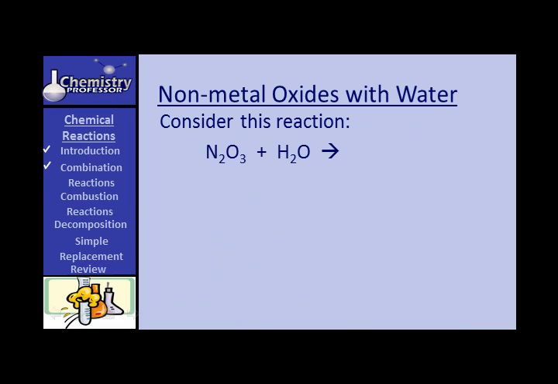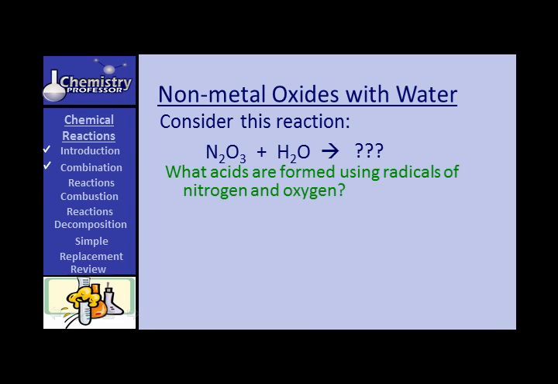Let's look at this reaction. We have N2O3 dissolving in water, and the question is, what's it going to form? Well, ask yourself the question, what radicals of nitrogen and oxygen am I familiar with? And what acids are associated with those radicals, or polyatomic ions? Well, we're familiar with HNO2 and HNO3. HNO2, which is related to the nitrite radical, and HNO3, which is related to the nitrate radical. So how do we know which one of these is going to be produced?